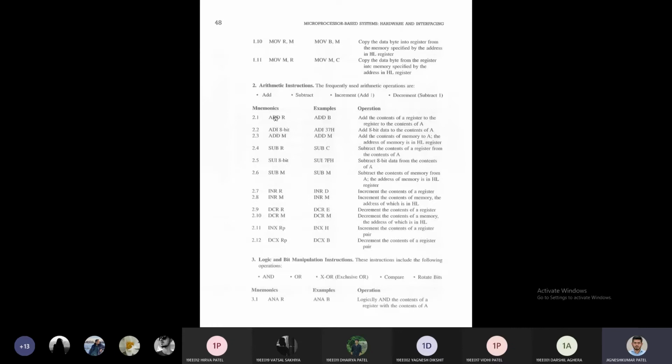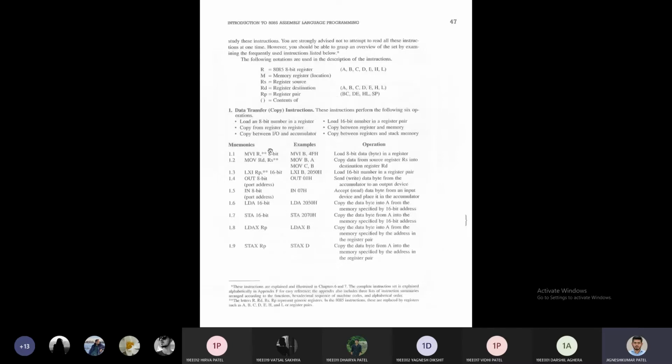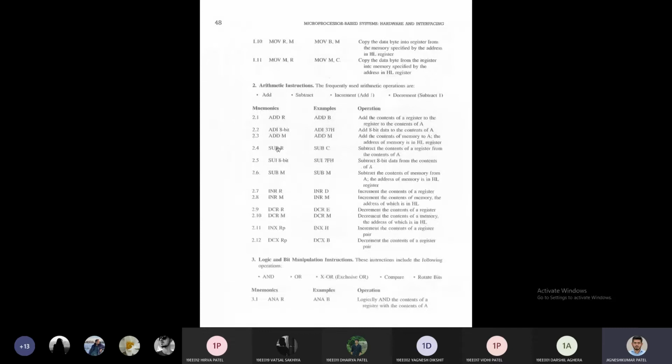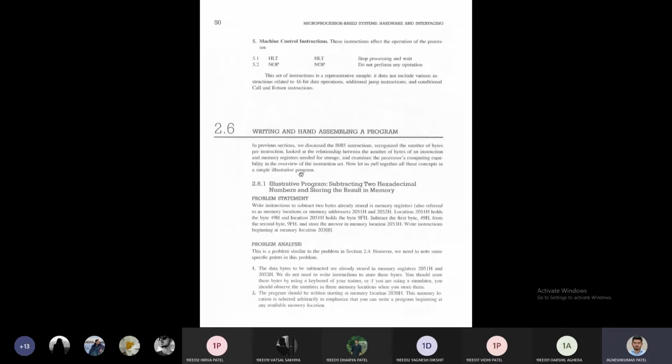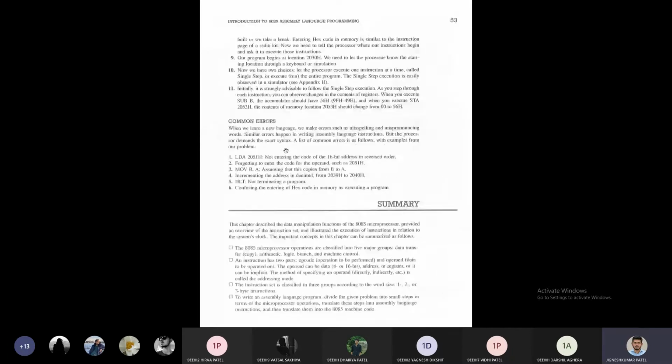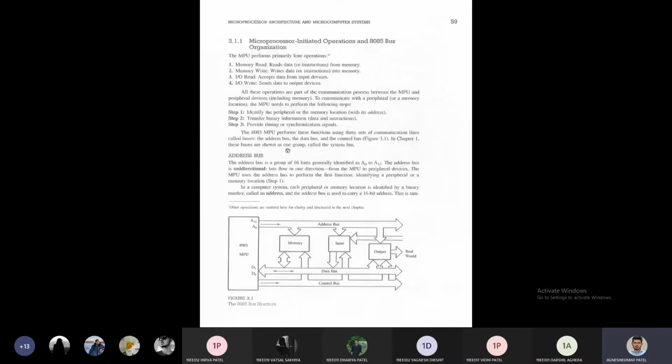This is the operation and this is the mnemonic. What is a mnemonic? It is the general way we write that instruction. For example, MOV Rd, Rs is the mnemonic for moving data from one register to another register. This is the example and this is the operation. If I want to ask in the exam, I'll follow these mnemonics. So these are the operations that can be performed using 8085. Writing and handling assembly programs, not interested. The theory I am looking for is not here.